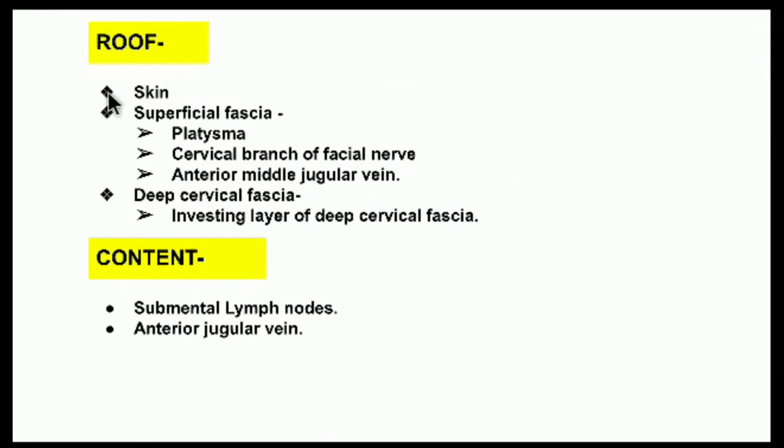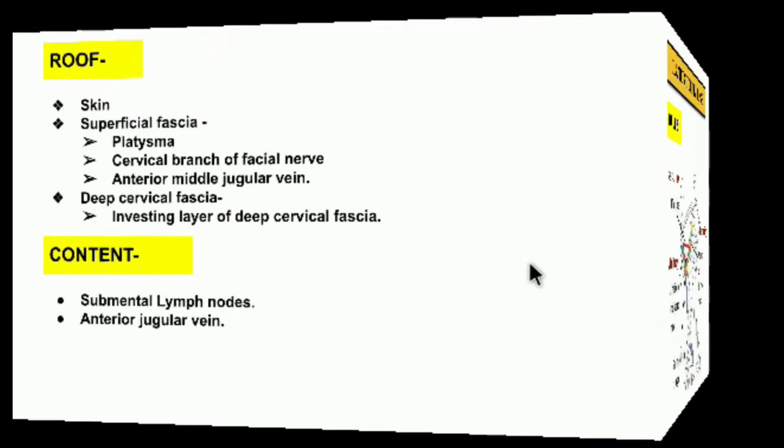Again, the roof is formed by the skin and the superficial fascia. Here the superficial fascia contains platysma, cervical branch of the facial nerve and anterior jugular vein, and the deep cervical fascia contains the investing layer of the deep cervical fascia. We have discussed the contents: submental lymph nodes and anterior jugular vein.